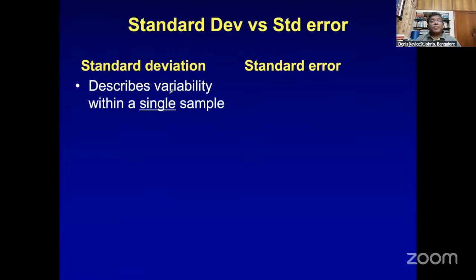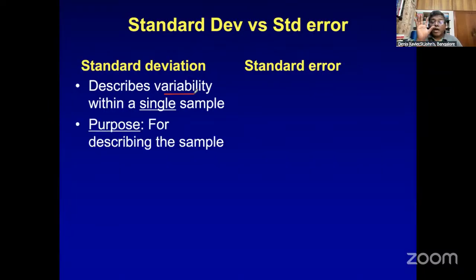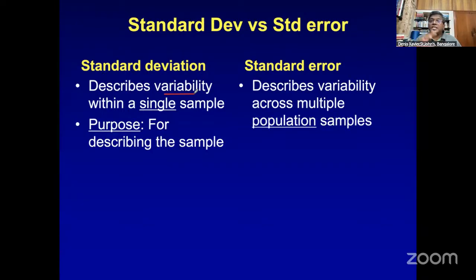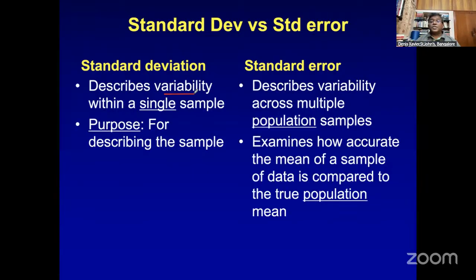Okay, standard deviation versus standard error, first we'll clarify. Standard deviation describes the variability within a single sample, and we use it to describe the sample. We give mean and standard deviation. On the other hand, standard error describes the variability across population samples. That means you take a large population, you take multiple samples from there. The variability between those samples is important, and standard error is needed for some calculations.